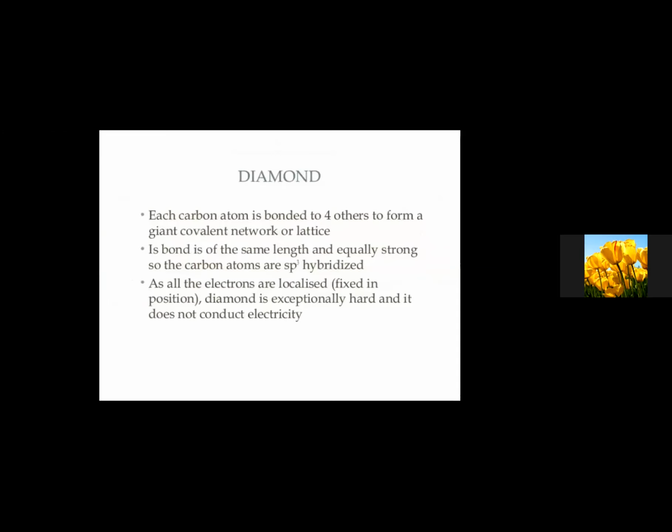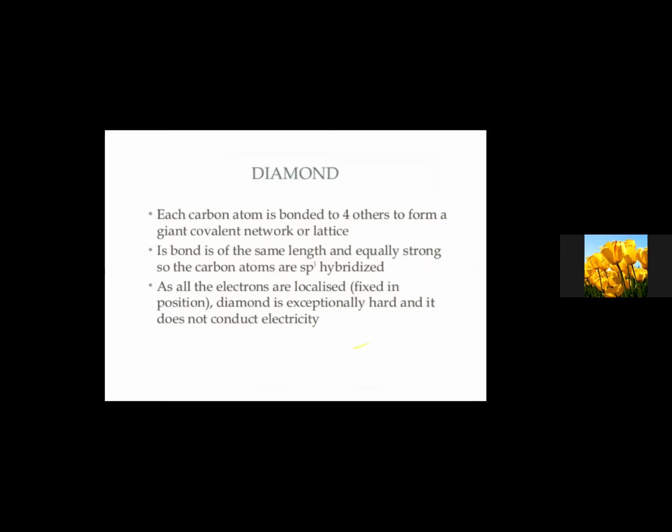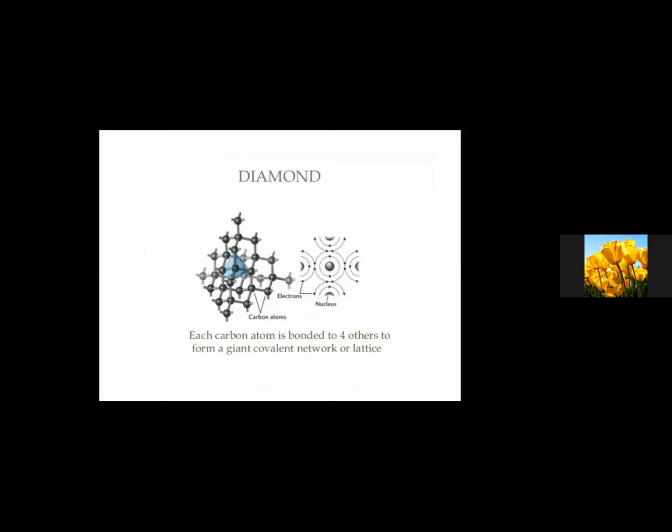Each carbon atom is bonded to 4 others to form a giant covalent network lattice. Its bonds are of the same length and equally strong. So the carbon atoms are sp3 hybridized. As all the electrons are localized, that is, fixed in position, diamond is exceptionally hard and doesn't conduct electricity. We all know that the hardest substance in nature is diamond. So it doesn't conduct electricity.